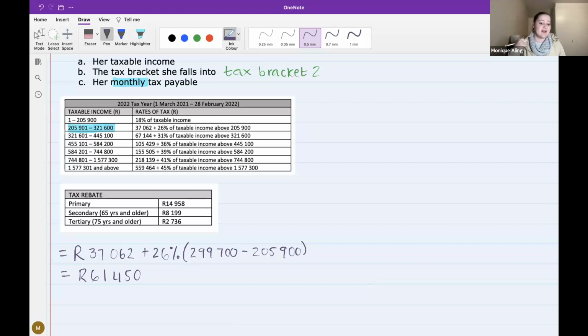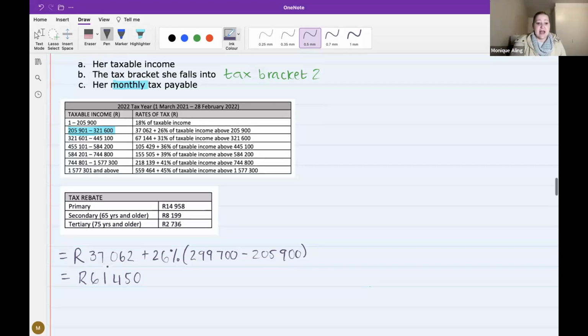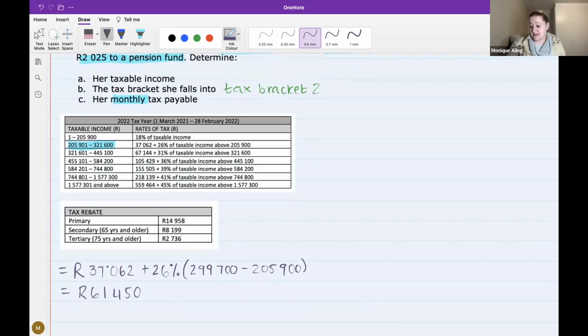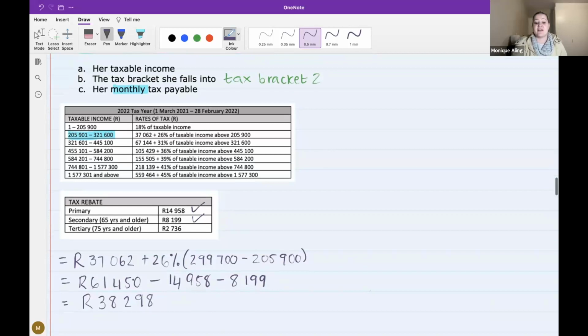Okay, so now that I've worked out the tax brackets, the next step is to minus rebates. Leah is 66 years old, so she qualifies for primary and secondary. So you'll say minus 14,958 minus 8,199. So minus in the rebates, that gives you 38,298. And that's how much tax you would pay for the year.